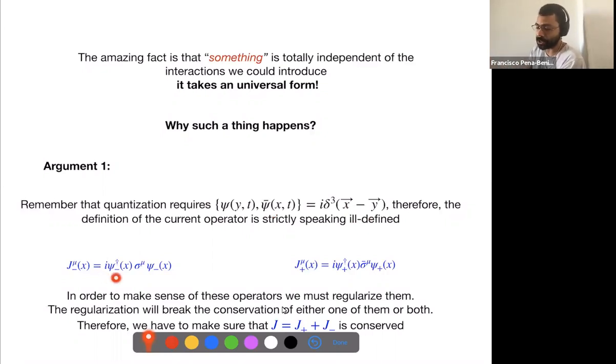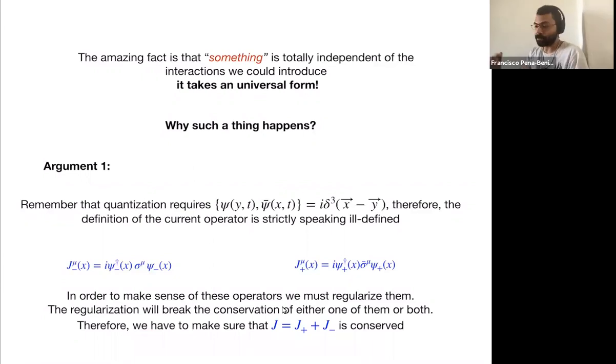As you can see, the definition of the currents requires evaluating the two fermions at the same point. So that operator is not a well-defined quantity, which means that in order to make sense of it, you need to regularize. When you regularize, you have to pick a regularization scheme, and that regularization scheme necessarily will break either the left-handed symmetry or the right-handed symmetry. And when you remove the cutoff, you will conclude that it's not possible to remove it in such a way that, in the end, both currents are conserved.